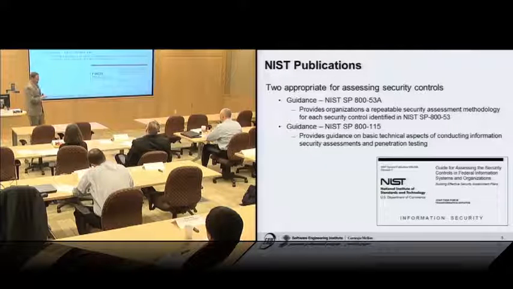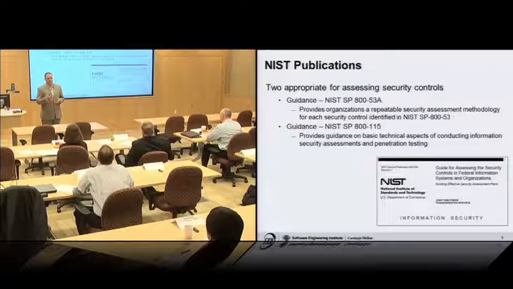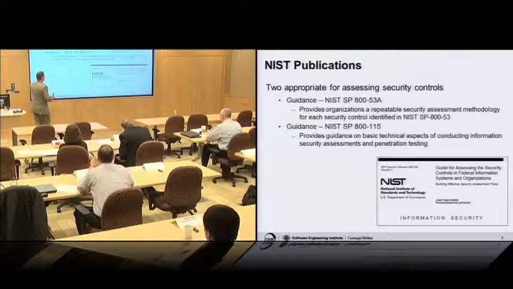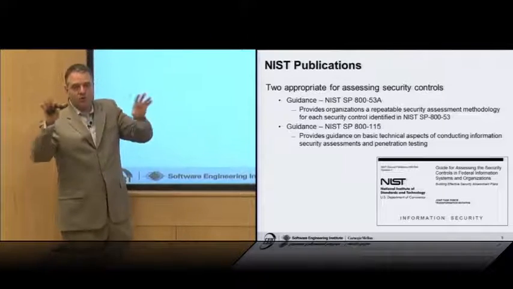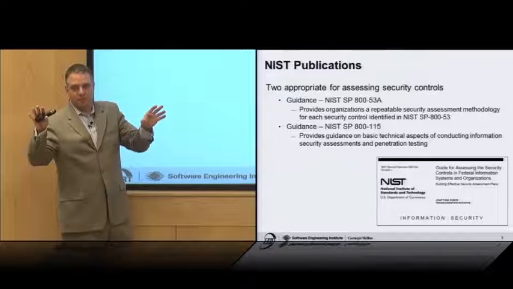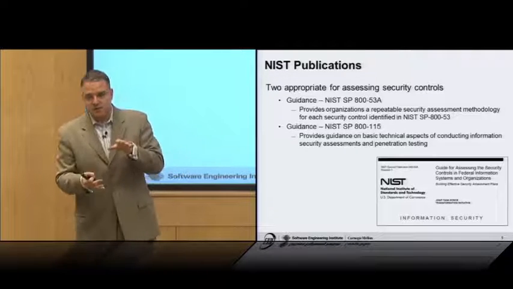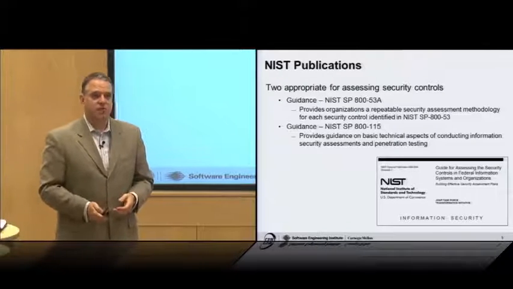The other one is 800-115, and this is the NIST guidance for how to actually go about doing a security assessment and building a security assessment program. So generally, 115 will be the overarching assessment program. 53A will give you the tactical level. How do I assess these controls? So they will work hand in hand for you there.